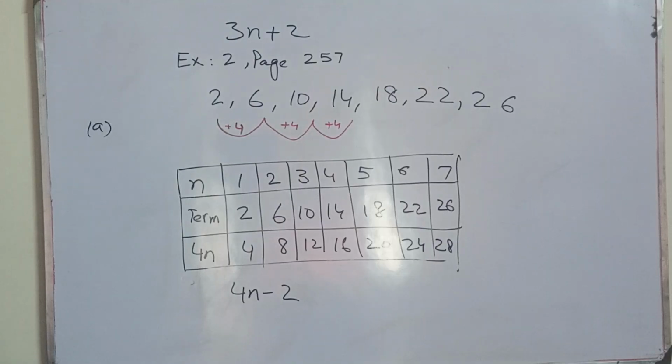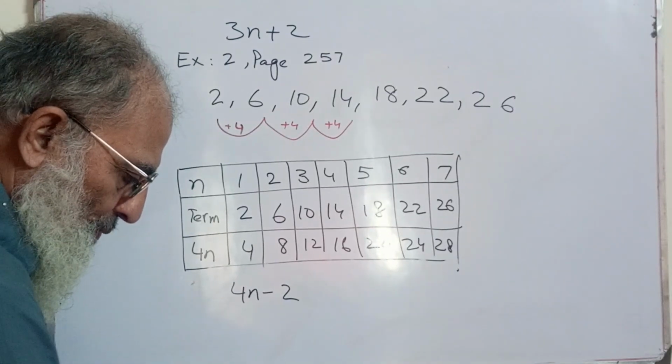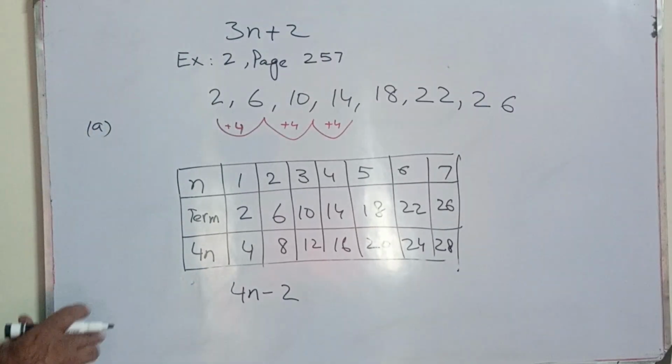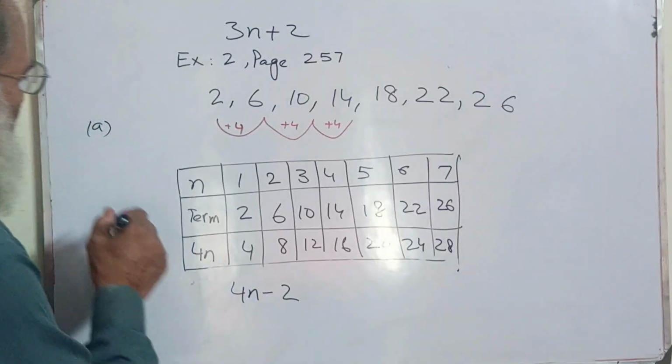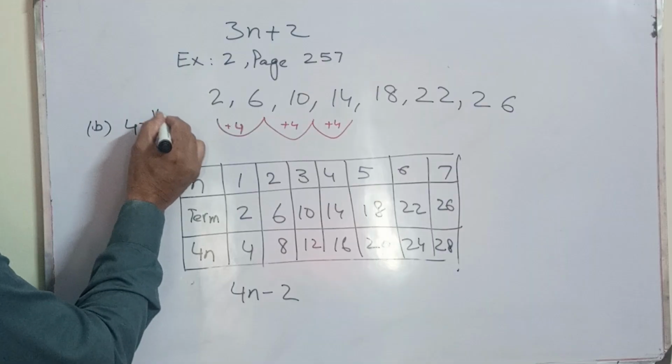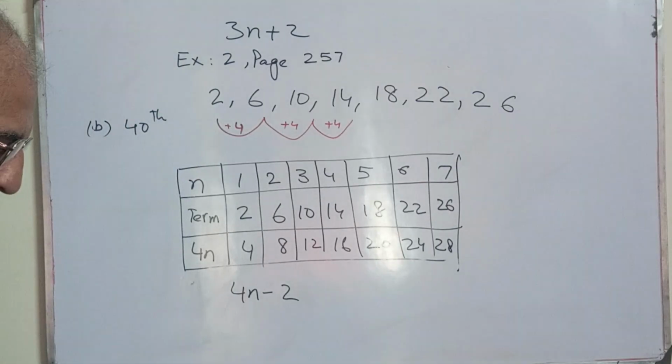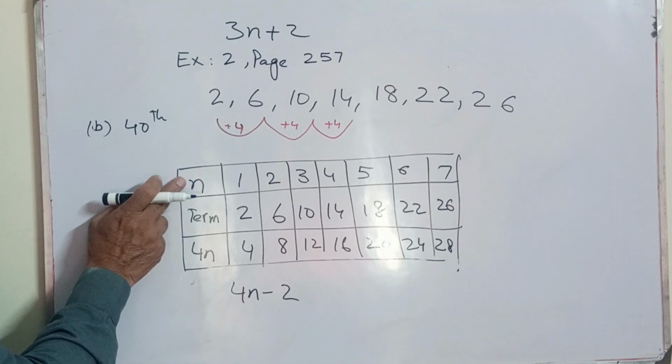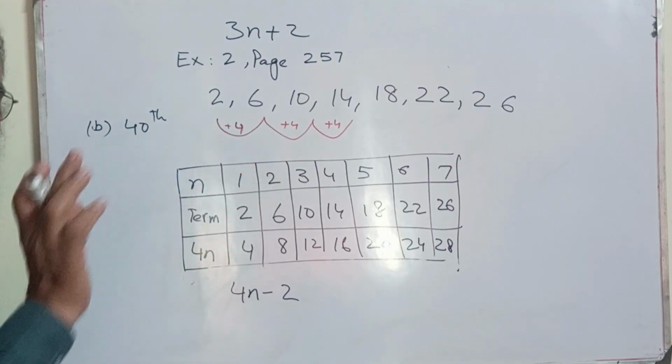Now this example is very much important. If you understand this example, you will do the exercise questions on your own, because this example has been explained very well. So we want to find the 40th term in part B. How will we find the 40th term? Of course, n will be 40.